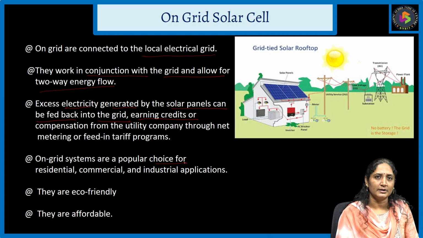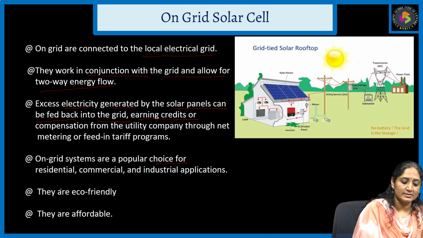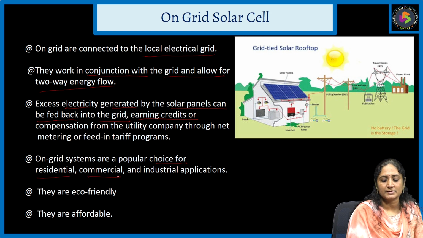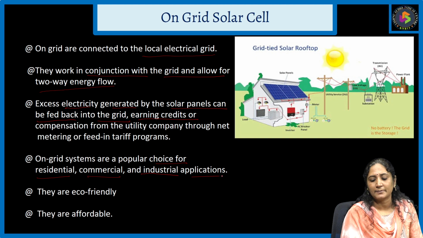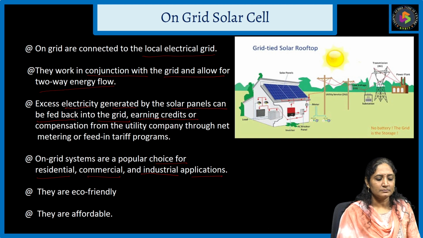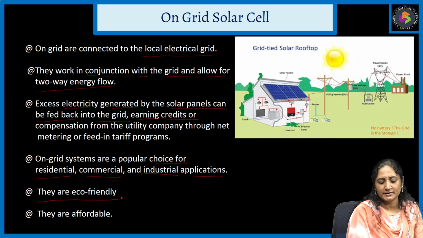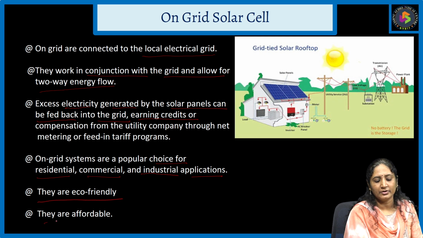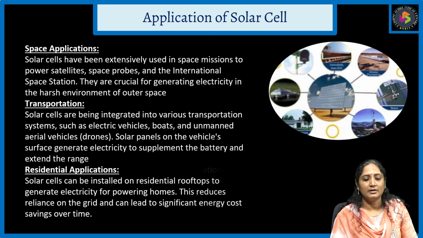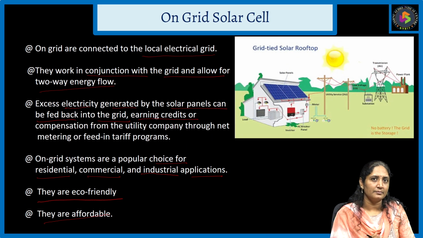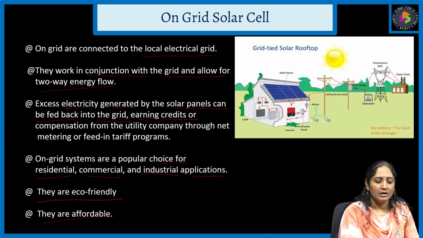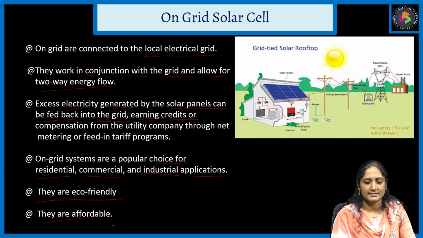Mostly we prefer on-grid because we can use it for residential purposes as well as commercial purposes, and for industries also. For industrial supply also we can use the on-grid. And these on-grid systems are eco-friendly, they are affordable, and the price is also less. If you take solar panel installation at the initial stage, it is very costly. But if you connect it to the grid, it is somewhat better. So which is eco-friendly and less expensive, at an affordable price, we can get the on-grid solar systems.